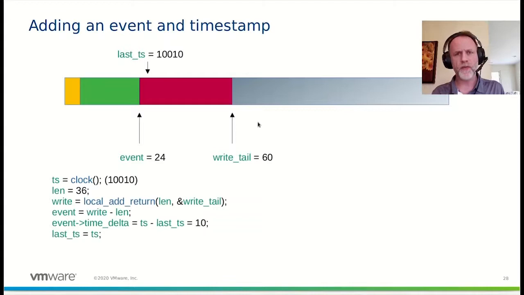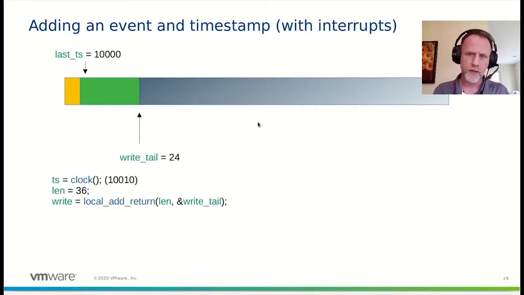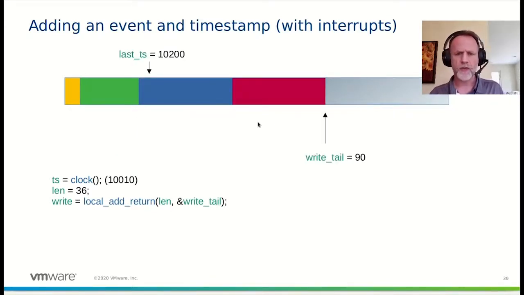And then we have to update the last timestamp to our event's timestamp, because when another event comes in, it's going to use that to create its delta. Well, let's look at this when we have interrupts involved. So the last timestamp is 10,000, and we read our clock 10,010. And just before we allocate, something jumped in and allocated instead. And it updated the last timestamp to its timestamp.